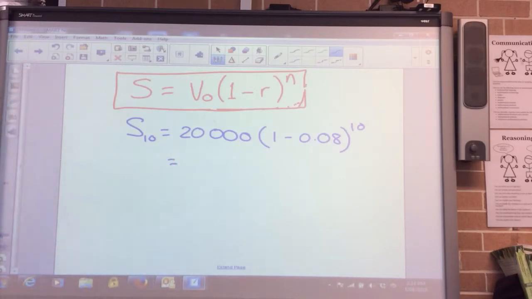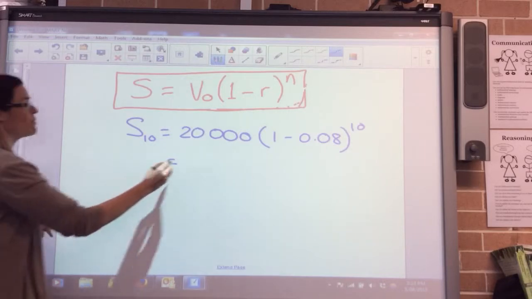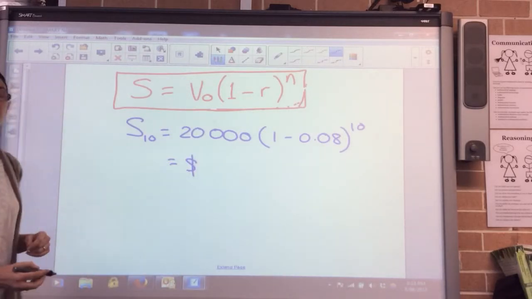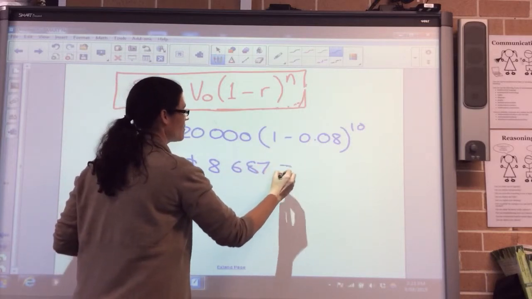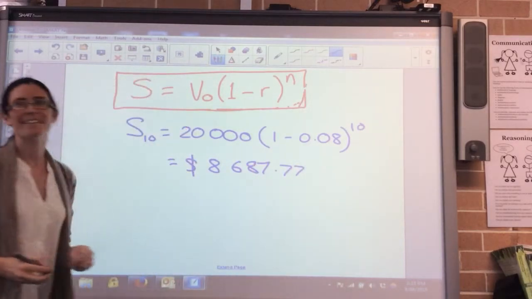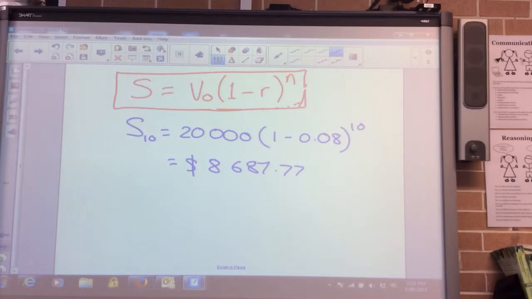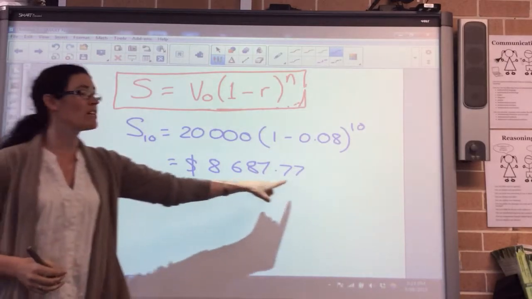So if I pick up my calculator and put that in, what do I get? Make sure you put the brackets in, and you use the x to the power of y button. If I did not put the brackets in. So what was that, Tim? $8,687.77. Okay, now remember, unless told otherwise, always give the cents and always 2 decimal places.